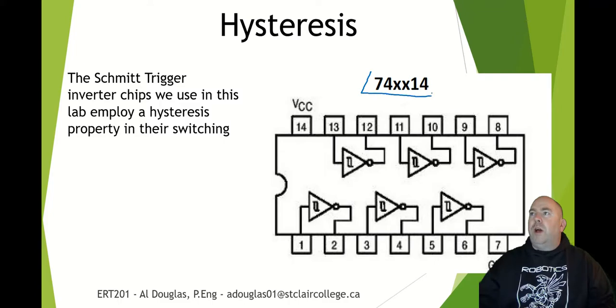So this comes into play when we start using some of the chips we're going to use with multivibrators. So our inverter chip we're going to use is actually a 14 chip instead of a 00 chip. And you can see this has the hysteresis symbol right on the chip. This is called a Schmitt trigger type of inverter, and this employs some hysteresis with it.